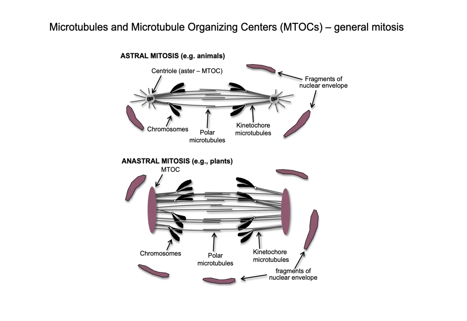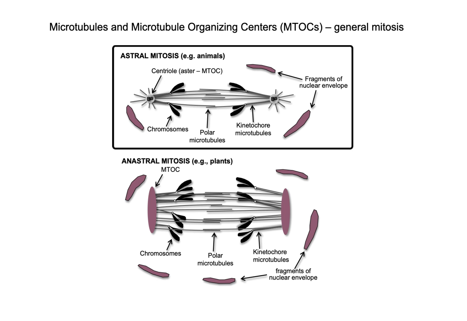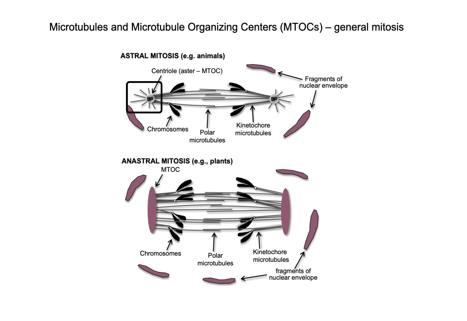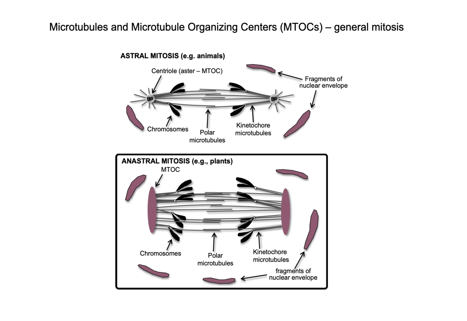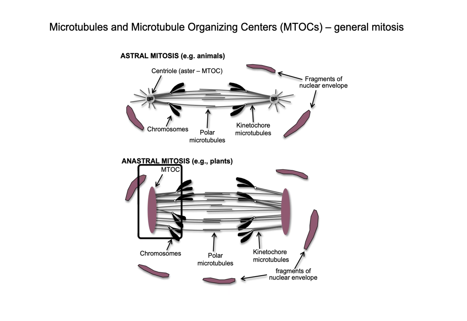There are two basic types of mitosis, one called astral mitosis, and an aster looks like this, which contains a centriole, and that's where the microtubules are arranged. So it's also called a microtubule organizing center. And aster just means star, so it looks like a star pattern. And then there's anastral mitosis, where you don't have a centriole, but you still have a microtubule organizing center, but it's more diffuse. And this occurs in plants and some other organisms.